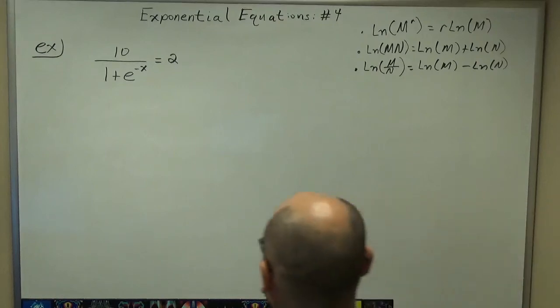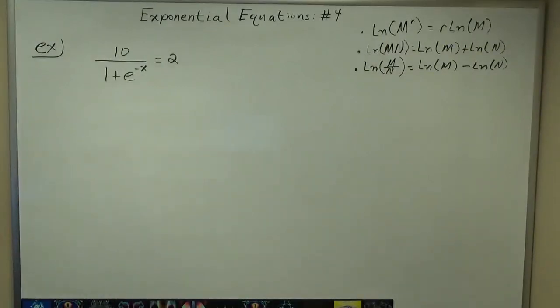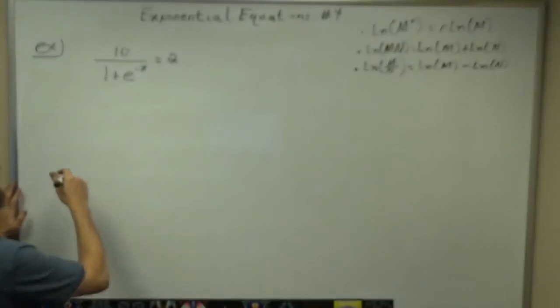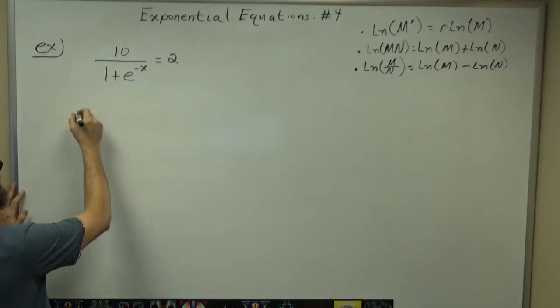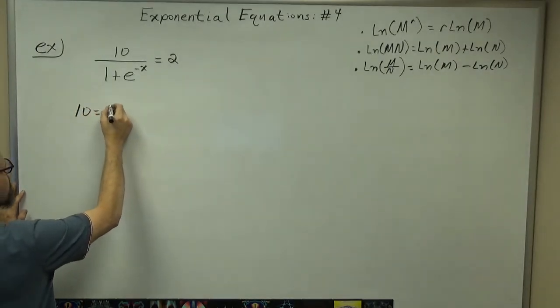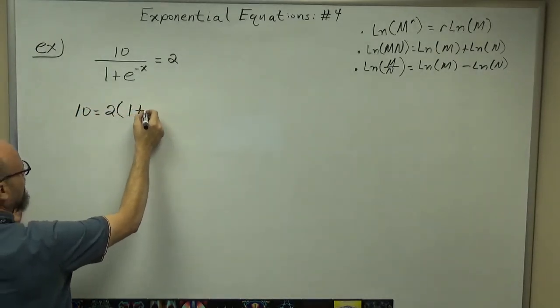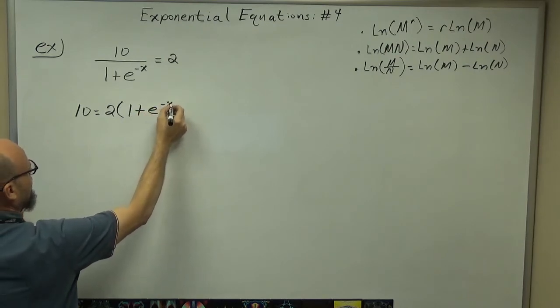Good morning! So we're going to solve yet another exponential equation. We have 10 over 1 plus e to the negative x equals 2. First thing I'm going to do is multiply both sides of this equation by 1 plus e to the negative x to get 10 equals 2 times the quantity 1 plus e to the negative x.